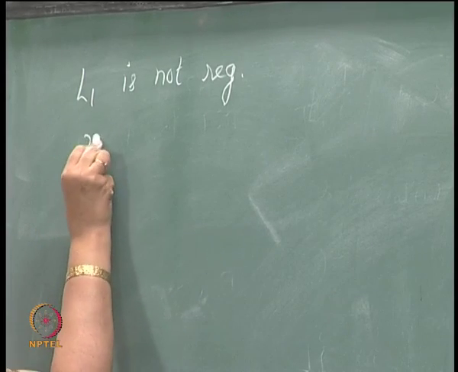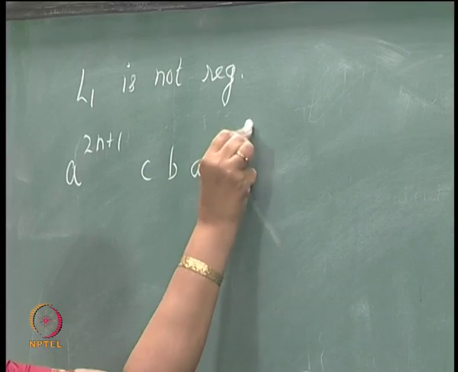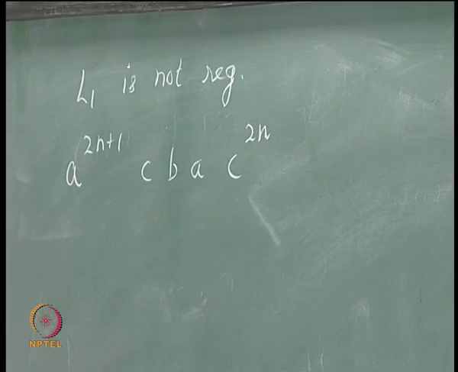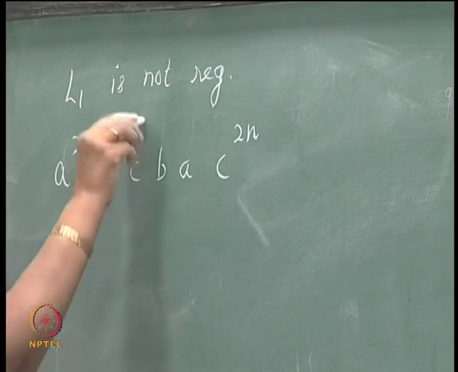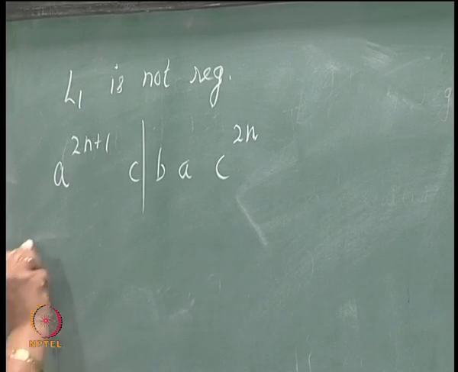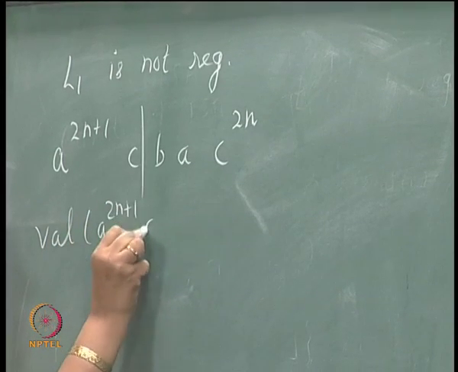A power 2n plus 1, C, B, A, C power 2n. Look at this string. I have to divide it into 2 halves, I have to divide it in the middle. What will be the value of a power 2n plus 1 c? What will be this?